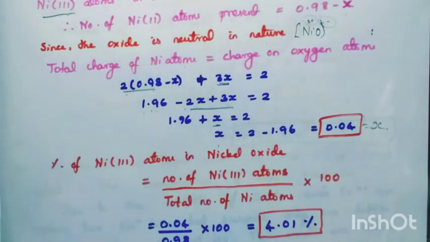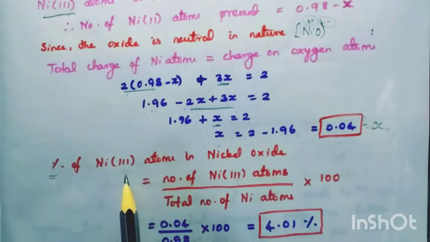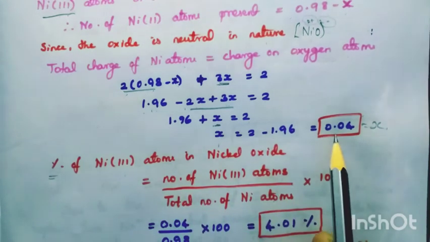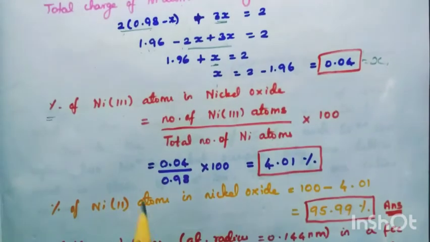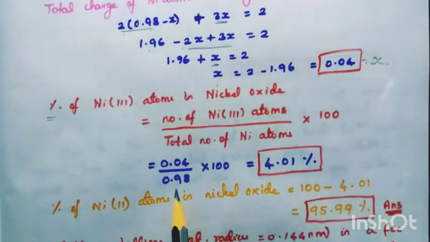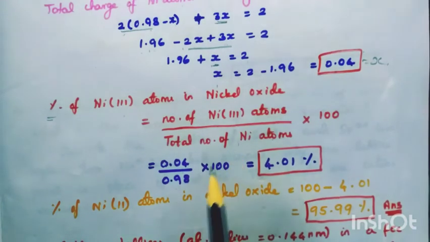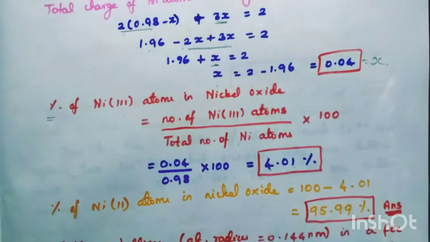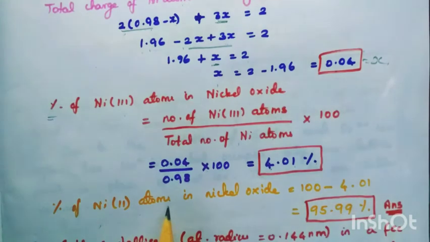What is X here? Ni3+ or Ni2+? Ni3+. Now we are going to calculate the percentage of Ni3+ atoms in nickel oxide. That is the number of Ni3+ atoms divided by the total number of nickel atoms. This is the number of Ni3+ atoms, 0.04, divided by 0.98, which is given in the problem, into 100, we get 4.01 percent of the nickel atoms.